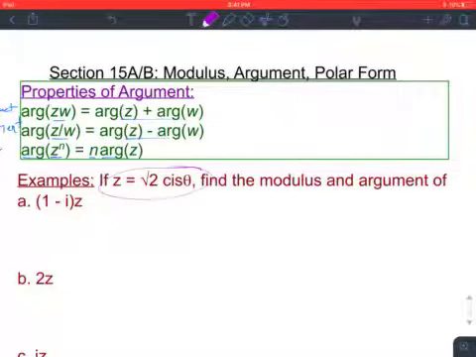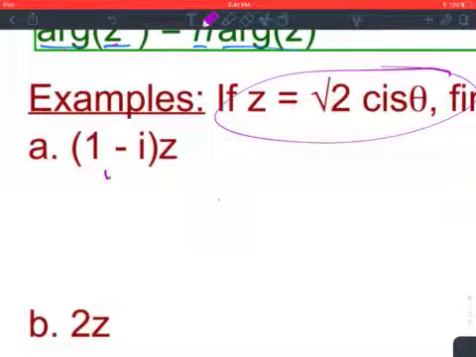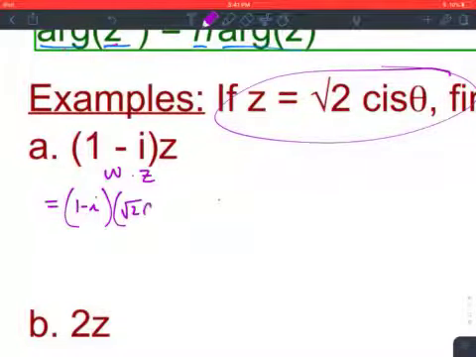If z equals square root of 2 (cosine theta plus I sine theta), find the modulus and argument of this product, w times z. So write it out. This is (1 minus I) times square root of 2 cosine theta plus square root of 2 I sine theta.